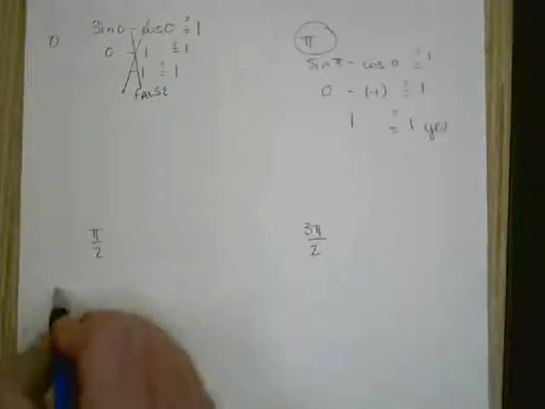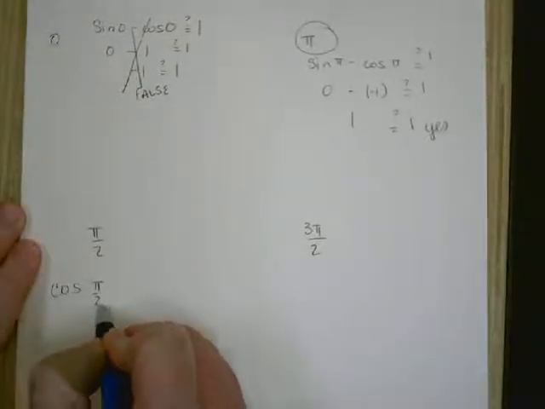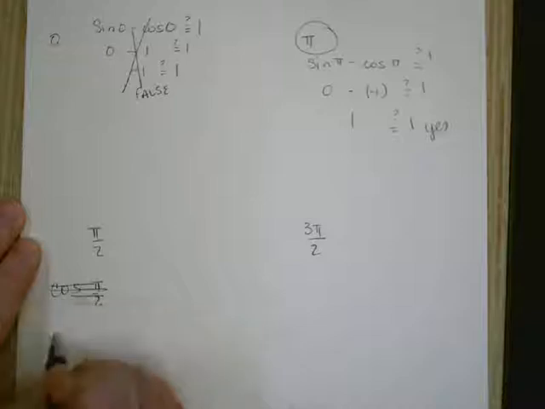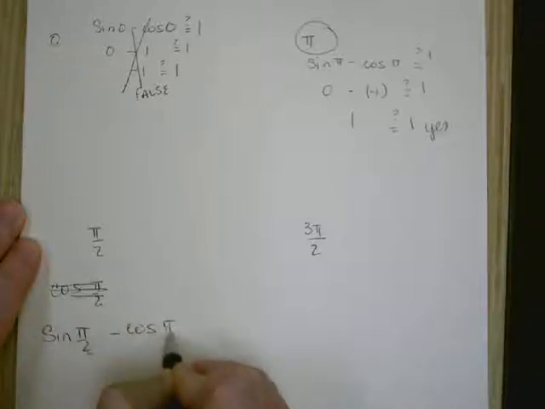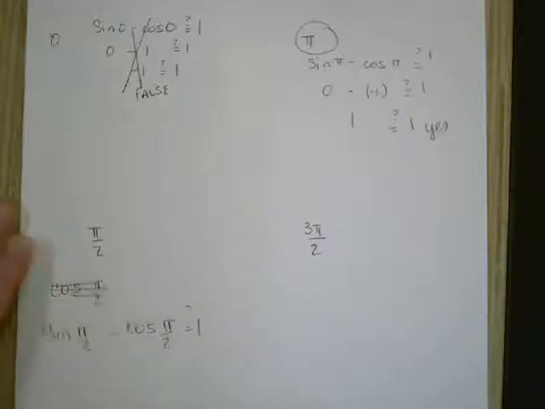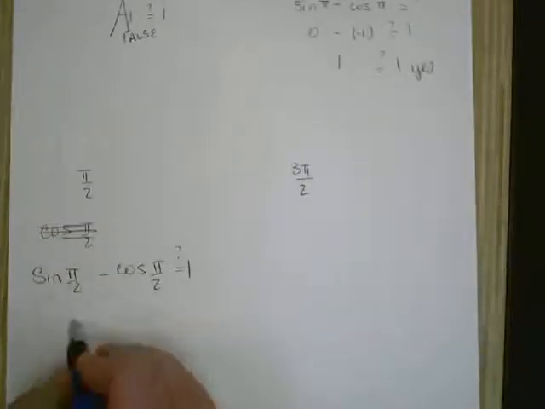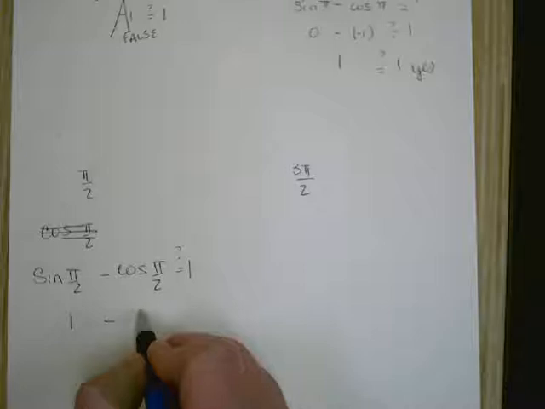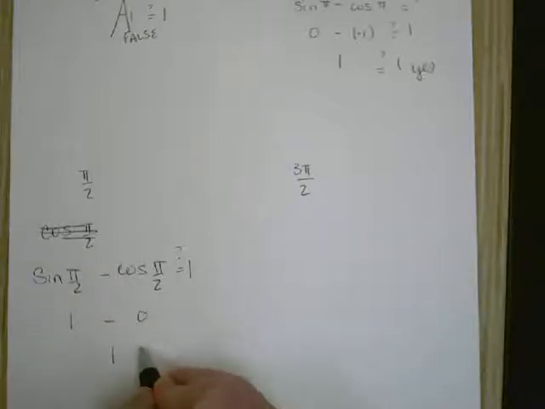Pi over 2. Let's check it. Sine of pi over 2 minus cosine of pi over 2 equals 1. Let's see. Sine of pi over 2 is 1. Cosine is 0. 1 minus 0 is 1. It equals 1. Yes, that one works.